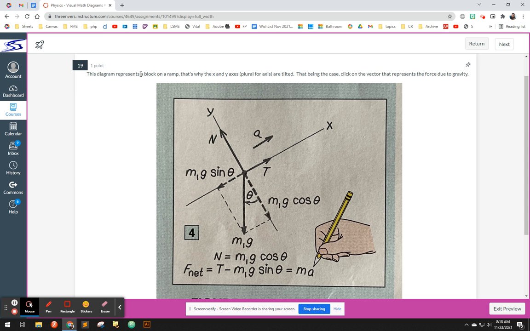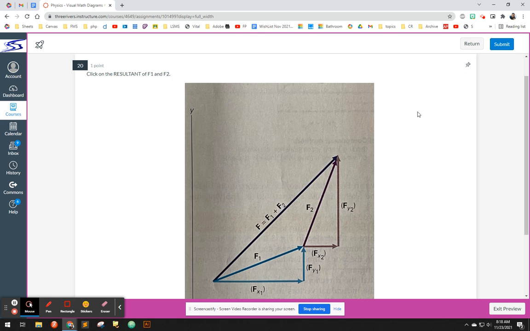This diagram looks like it represents a block on a ramp. That's why the X and Y axes, that's plural for axis, are tilted. That being the case, click on the vector that represents the force due to gravity. Straight down, that's this one. Click on the resultant of F1 and F2. Pretty easy, because if you moved this way and you moved that way, the resultant would be moving like you went this way. So just click on that.